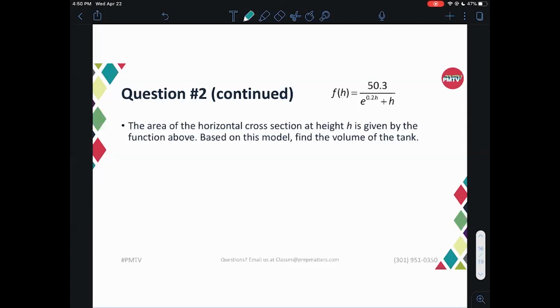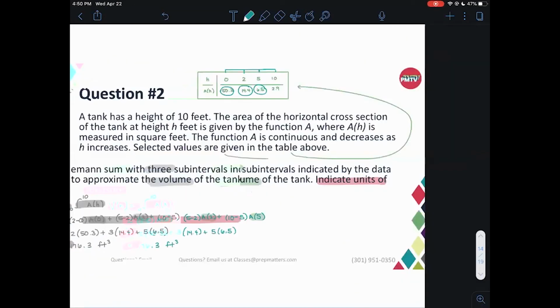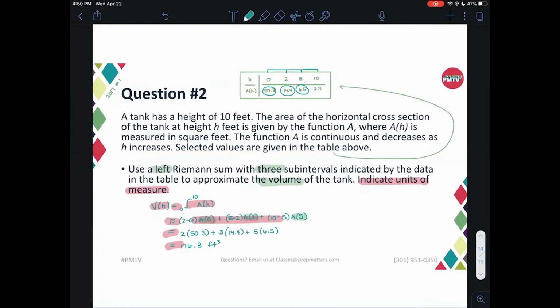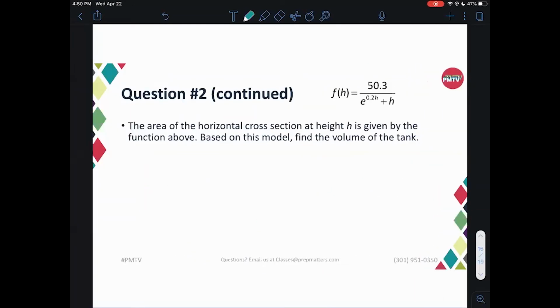So this question here, the area of the horizontal cross section at height h is given by the function above. This is a complete change to what we had in the beginning of the question. In the beginning, the area of the horizontal cross section was given to us by these values in a table. Now we're being told, actually, we know way more information. We have an exact function. So we already know that the volume is the integral of the area function between 0 and 10. We already figured that out in the first part.